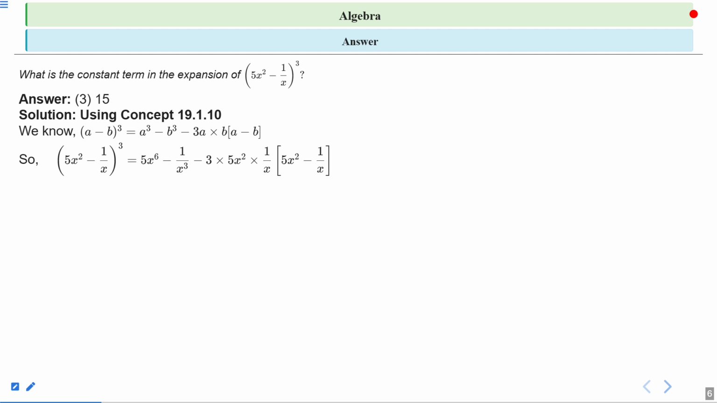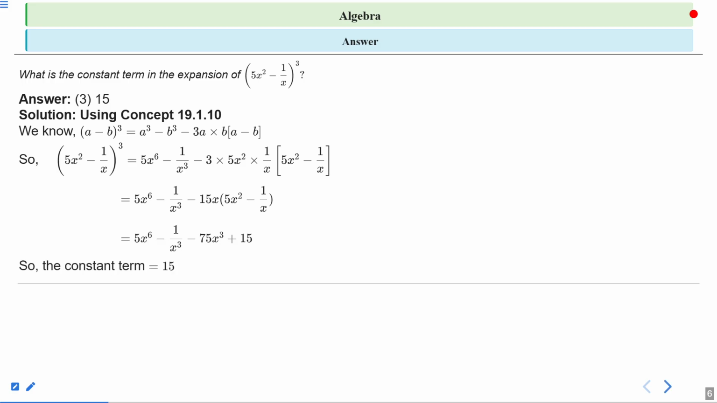When we simplify it, we get (5x square) cube minus (1 upon x) cube minus 15x, because x will be cancelled out, into (5x square minus 1 upon x). Simplifying further, we get 125x to the power 6 minus 1 upon x cube minus 75x cube plus 15. So the constant term in this question is 15. We needed to calculate the constant term, so the third one is the correct answer of this question.